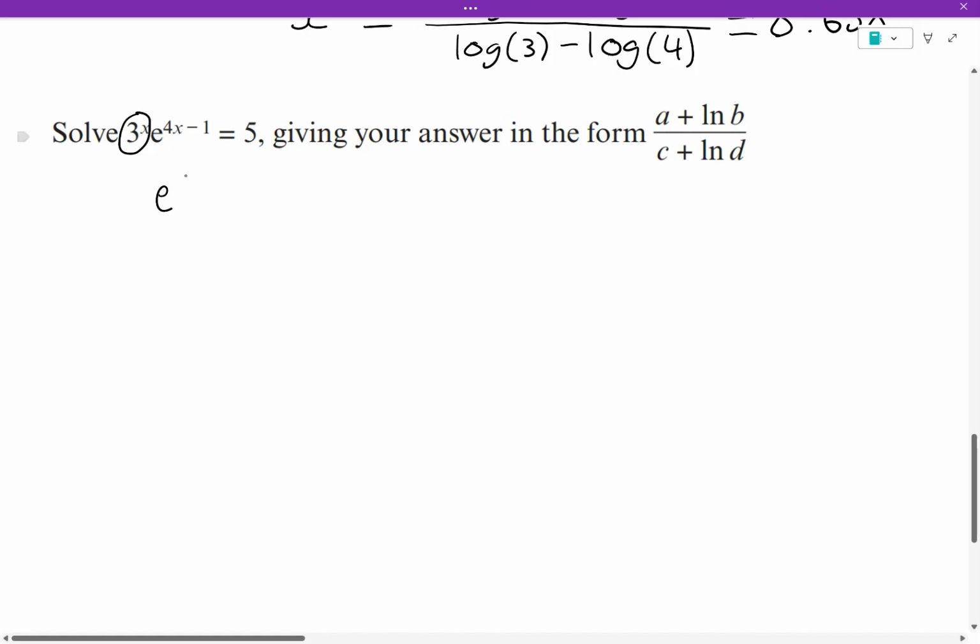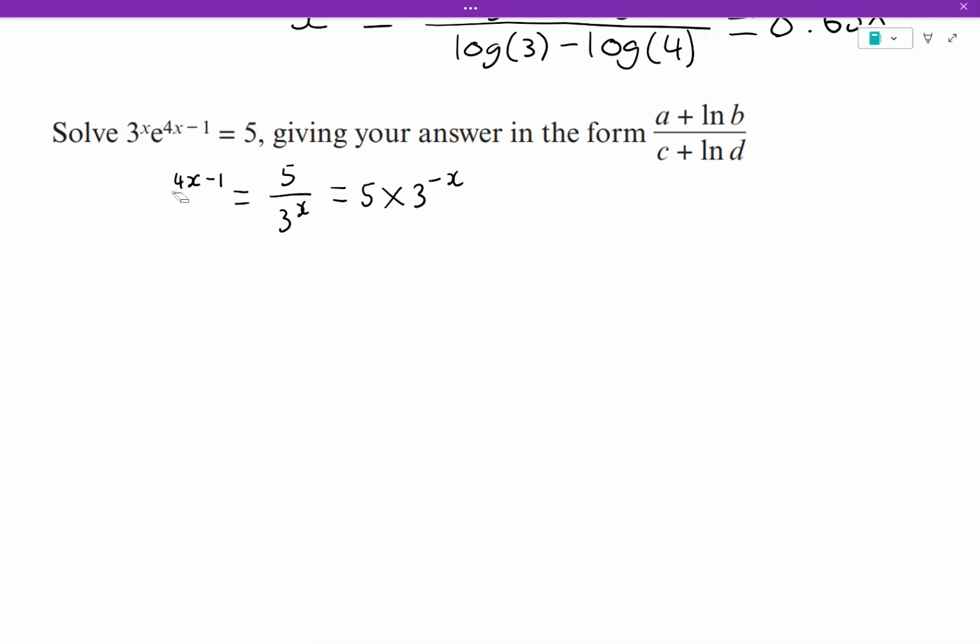So you'd get e to the power of 4x subtract 1 is equal to 5 divided by 3 to the power of x. And if you want to get the 3 to the power of x out of the denominator, then the power of the 3 would become negative. So it would become 5 times 3 to the power of negative x. Okay, like that. However, I'm not going to approach it in this way. I'm going to go for a slightly different way of doing things.